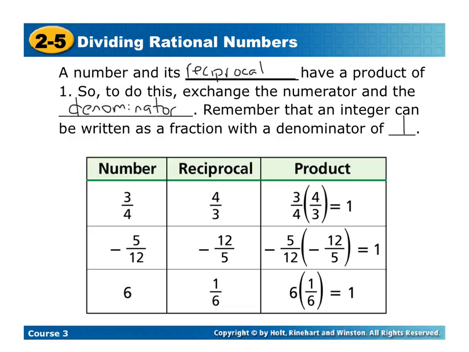If 3/4 is our original fraction, 4/3 would be its reciprocal, and if you multiply those, 3 times 4 would be 12, 4 times 3 would be 12, which essentially becomes 1. Same thing here, if we have negative 5/12, even though it's a negative, it still just gets flipped over. You multiply them, you get 1. 6, its reciprocal is 1/6 because it would really be 6/1.